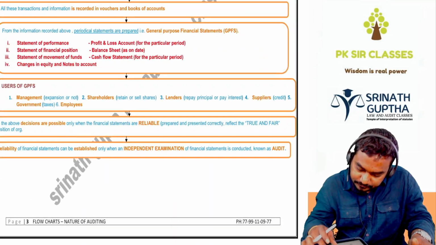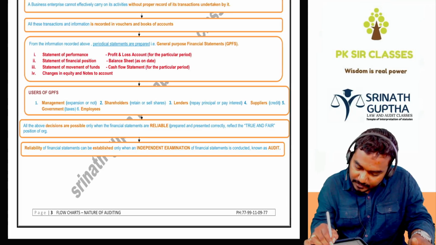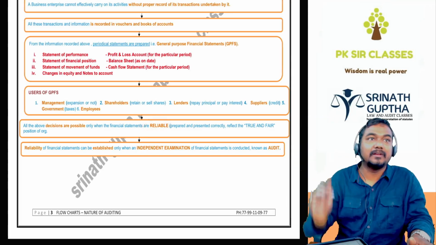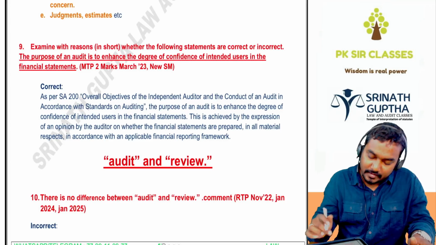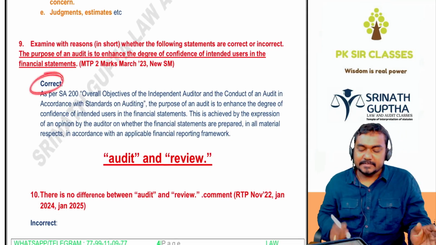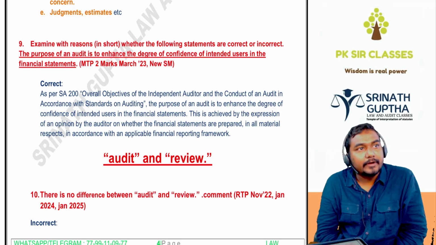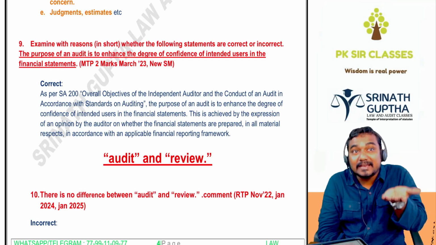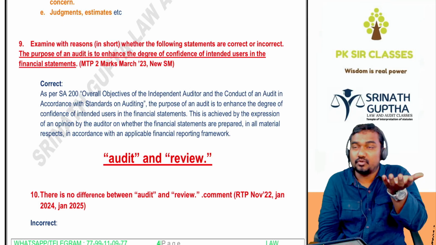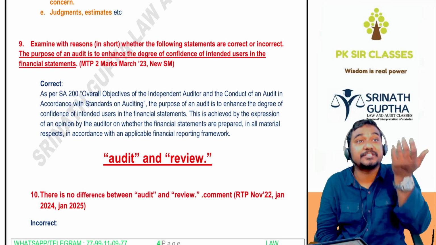Reliability will be enhanced. So, yes, as per SA 200 also, the main objective of auditing is to enhance the reliability of the financial information so that users can take efficient decisions.